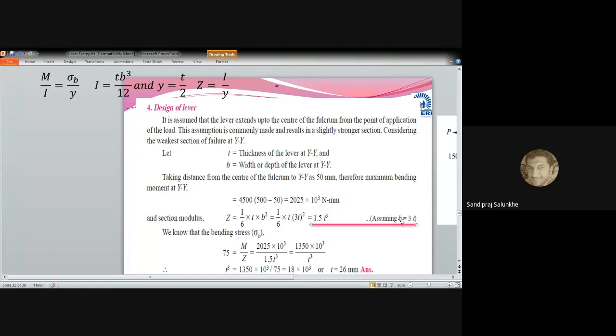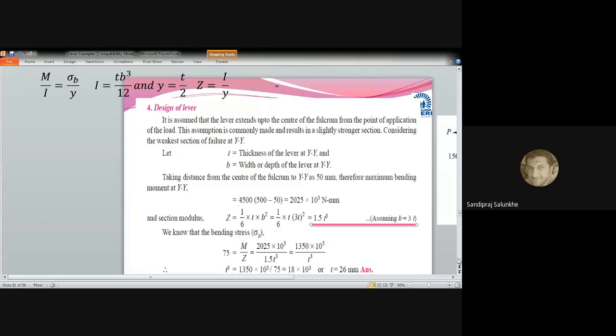Okay. Now from the standard design data book, we already know that normally the depth of the lever is considered equal to 3 times the thickness. We have already seen this in the table, when we use a rectangular cross section or an elliptical cross section, what the ratios of thickness and depth are. So we assume that B is equal to 3T, and if we put this value, it becomes 1 by 6 into T into 3T square, and it comes as 1.5 T cube.